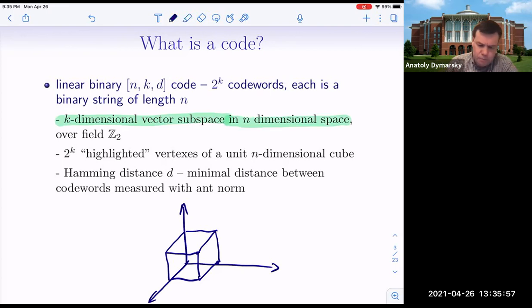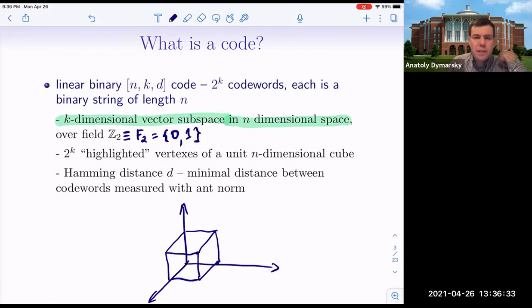Here, I'm committing some abuse of notation. The field consisting of two elements, 0 and 1, is denoted F2 in mathematics. I denoted it as Z2 for simplicity. This is just 0 and 1. Now, this definition is complete and it's good, but it doesn't probably give you any intuition unless you have worked with finite fields before. So let me start again and explain what a linear code is.